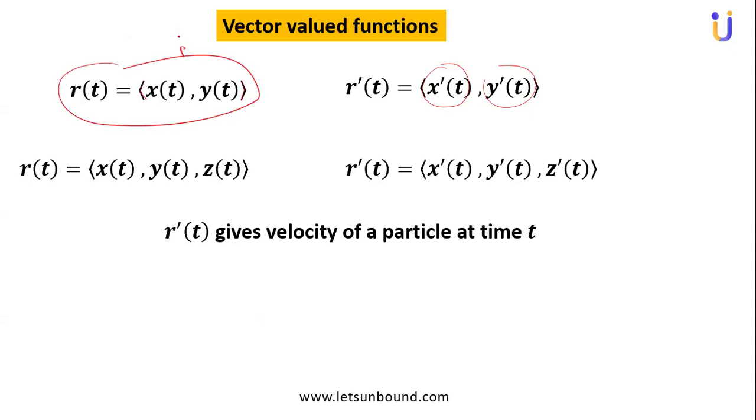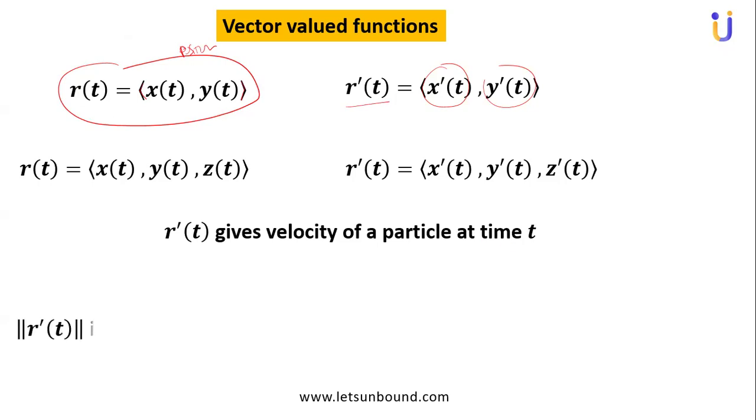Usually, in the original normal y equals f of x, s of t is position, like the first function. So here we will call it the position vector. You will have directions also. And when you differentiate, it will give the velocity of a particle at time t.